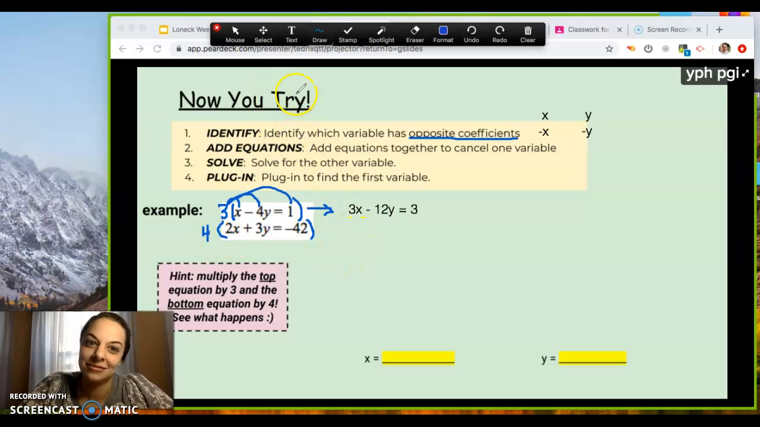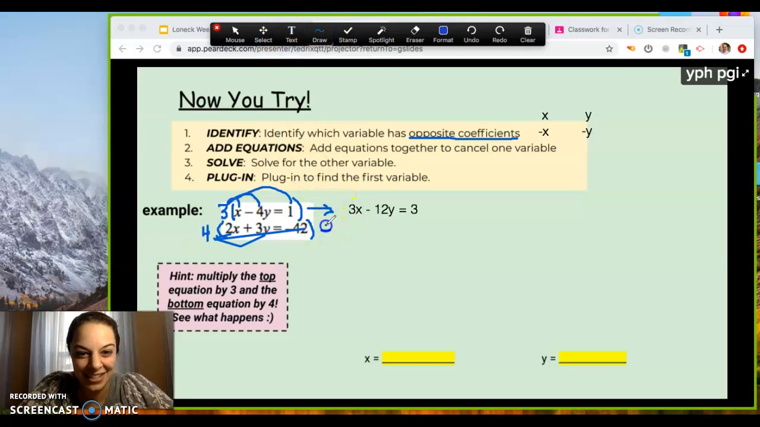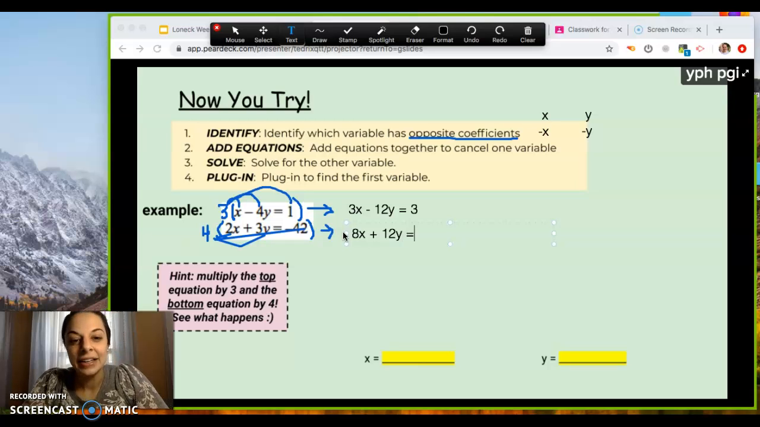When I do that, I know it's not great, my drawing's kind of iffy on this video, but when I do that, 4 times 2x gives me 8x plus 4 times 3y, which is 12y, equals 4 times negative 42. Now, if you use your calculator, I don't blame you. You get negative 168.